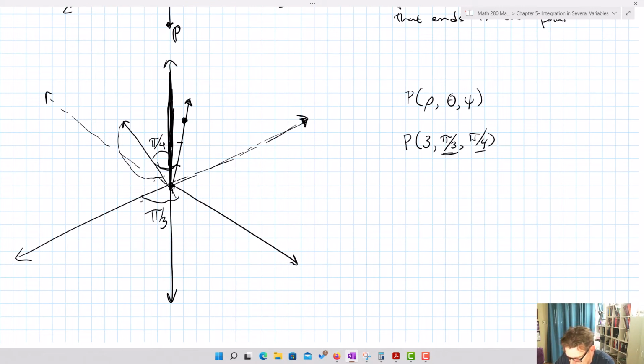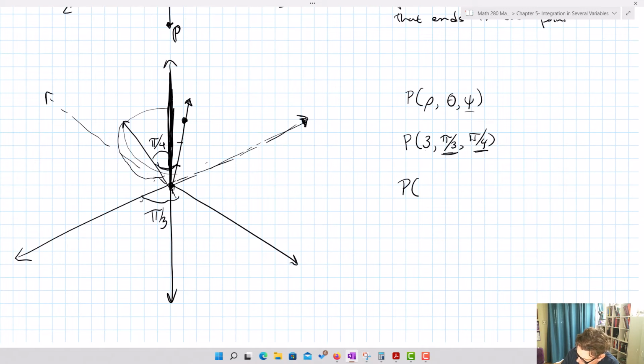I'm going to first figure out, I'm going to kind of go backwards. I'm going to use phi in order to move it away from the z-axis. Then I'm going to rotate it around that z-axis in the theta direction, and then I'm going to extend it out to its length, which is the value for rho.